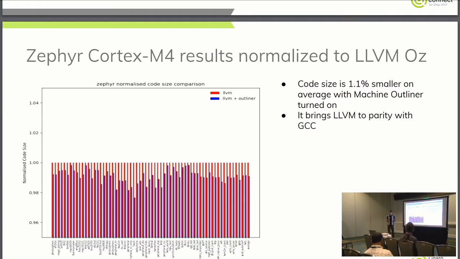This may be due to the structure of the Zephyr code base, as opposed to, say, something more like a typical application in SPEC. But given that we said before on Cortex-M4 there was about a 1% difference, with the outliner Clang should be coming in on a par, at least with V7M with GCC on Zephyr.